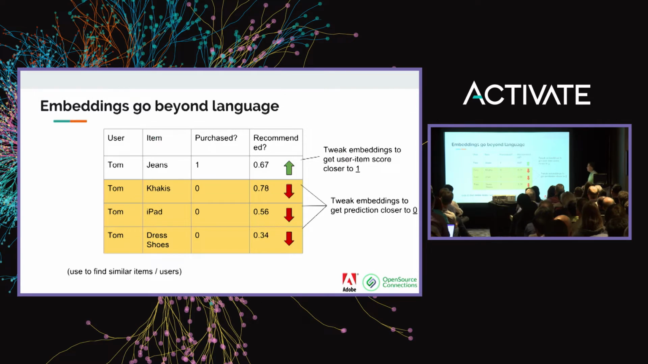And of course, you could use embeddings to create user embeddings or item embeddings for recommendation or personalized search. So Tom likes jeans, Tom doesn't like khakis, Tom doesn't like iPad, Tom doesn't like dress shoes. And the same training process, we're pushing the embedding so that it's predicting similarity and pushing another set of random numbers down so it's not predicting similarity.